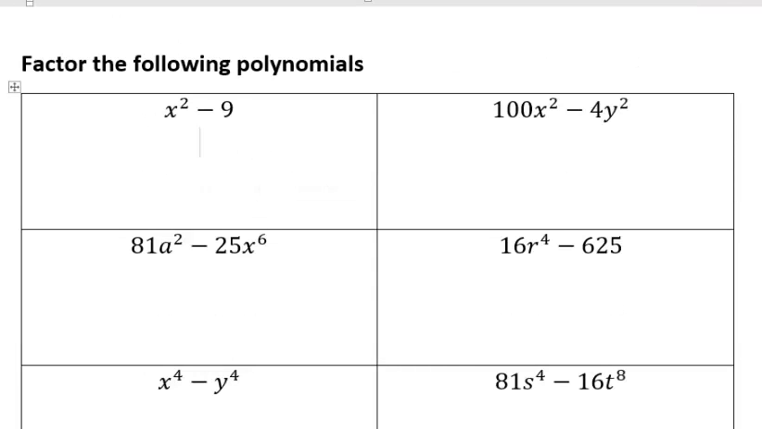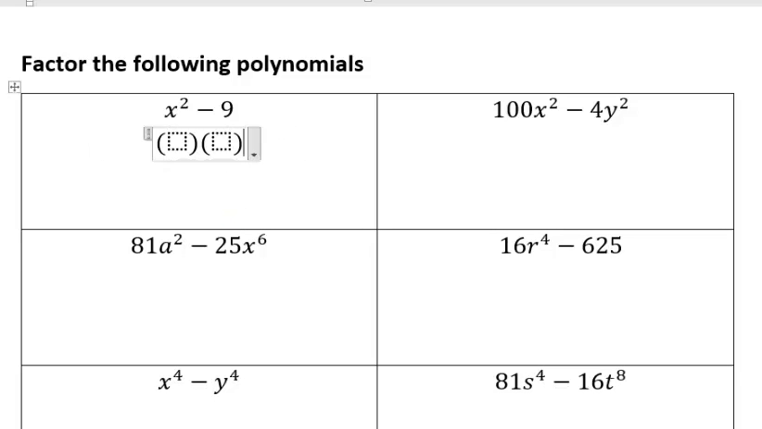Okay, factor the following polynomials. This one. Okay, if you see two terms and they're subtracting, right? So we can use the method. All we need to do is get the square roots of these two terms. Square root of x squared is always x. Could be absolute value of x, yes, but we're always going to use it as x when we're decomposing this. Okay, and square root of 9 is 3.